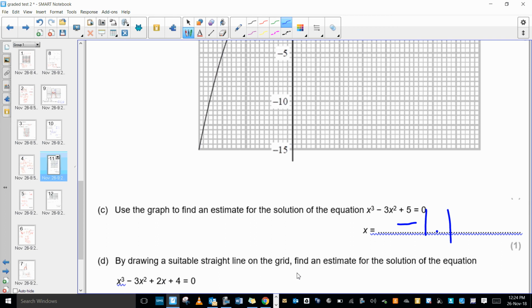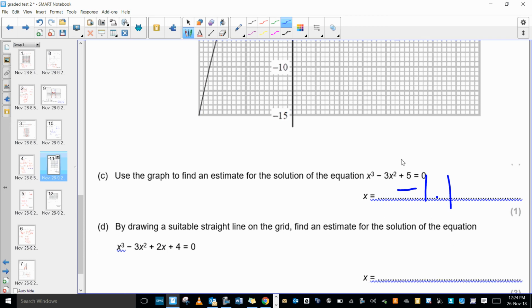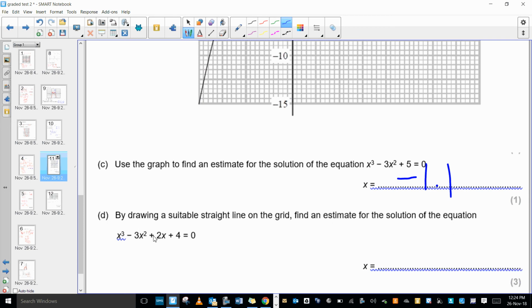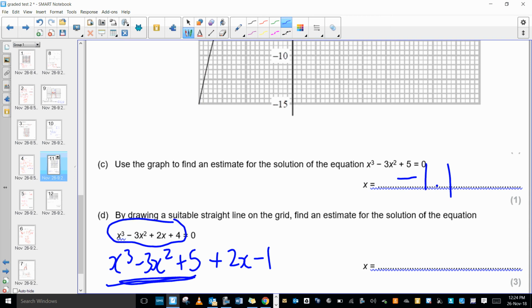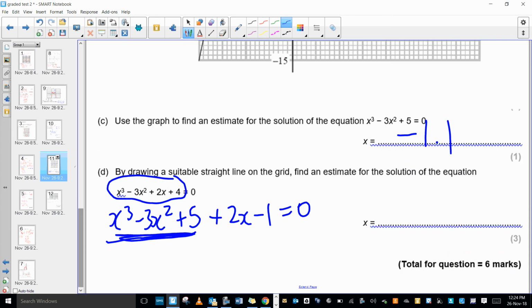By drawing a suitable line. So this is the graph that we've got, and this is the graph we're looking for. We need to see what the difference is. This is x cubed minus 3x squared plus 5. How do we get to this? We would have to add on 2x and take away 1. So we'd have this original function plus 2x minus 1. If that's equal to 0, then we would have it equal to negative 2x plus 1.